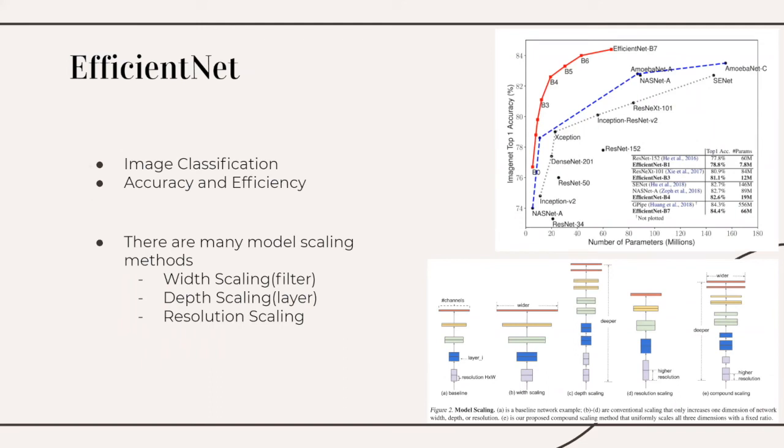We're going to use EfficientNet as our image classification model. There are normally two kinds of performance enhancement you can get, accuracy and efficiency. In most cases, you'd have to give up one to achieve the other. However, EfficientNet surprisingly improved both accuracy and efficiency in classifying images. There are many model scaling methods, but width scaling, which controls the filter, depth scaling, which controls the layer, and resolution scaling of an image are widely used.